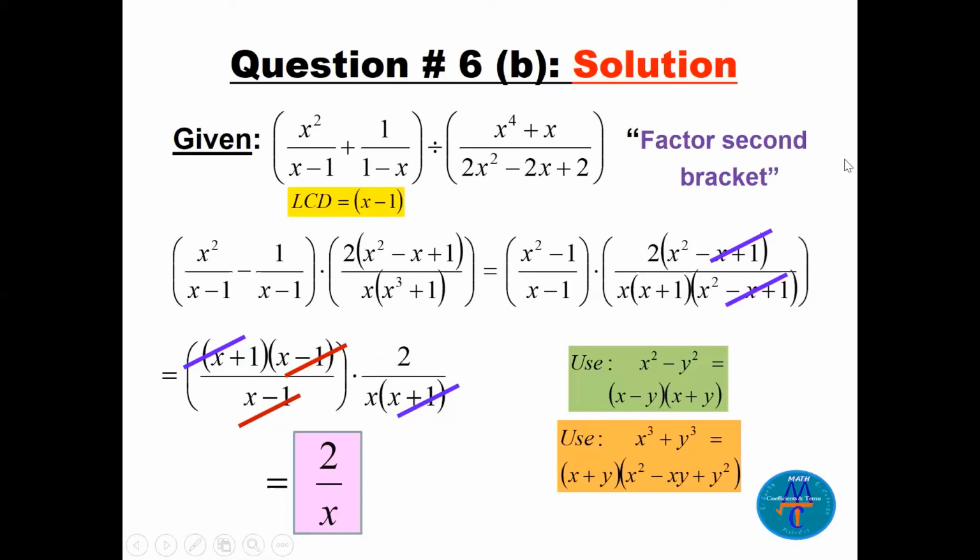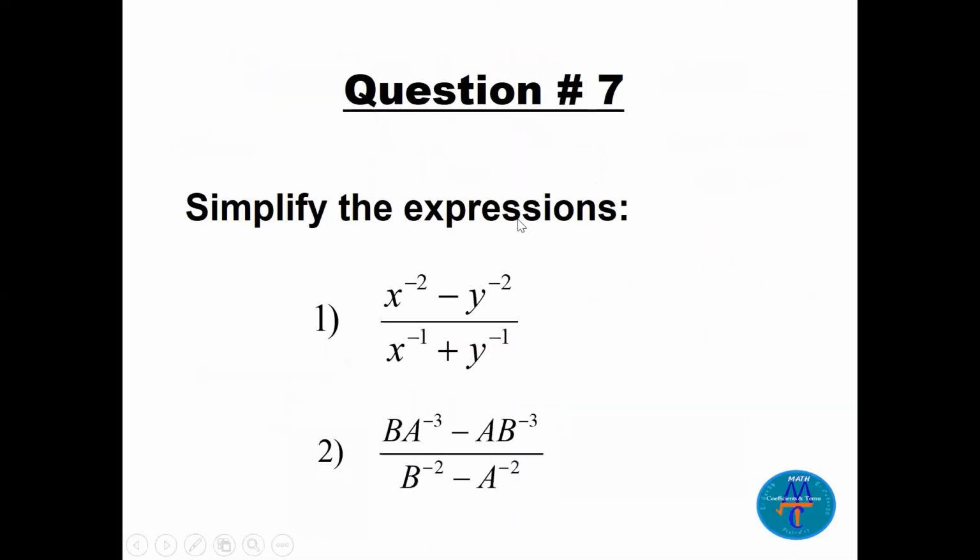Now we start to cancel. All this bracket here cancels with each other. We are left with 2 over this, and this one, x minus 1 will cancel, x plus 1 will cancel. The final simple easy answer, 2 over x, for this big guy here. Very nice question. Question number 7. We have also 2 parts. We have negative powers.